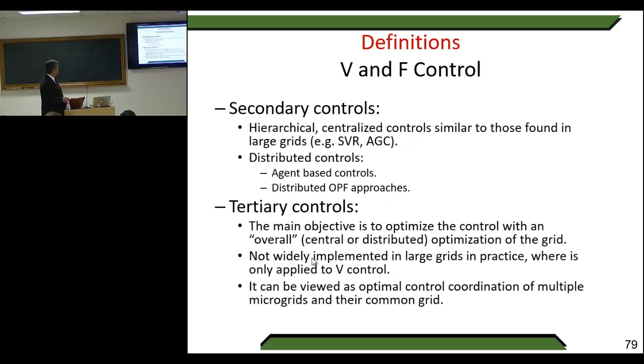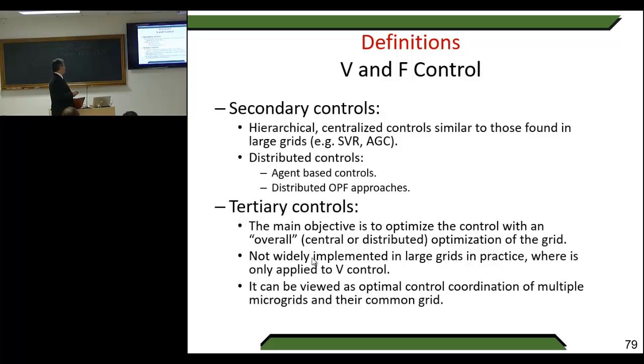In the secondary control field, what we see is usually hierarchical centralized control similar to those found in large grids, like AGC, or the results of an energy management system that apply signals to all the units. Or you apply a distributed control based on agent-based control or distributed optimal power flow approaches. I heard from the first talk that you are working on agent-based control in the framework of this project. This is, of course, one very interesting approach.